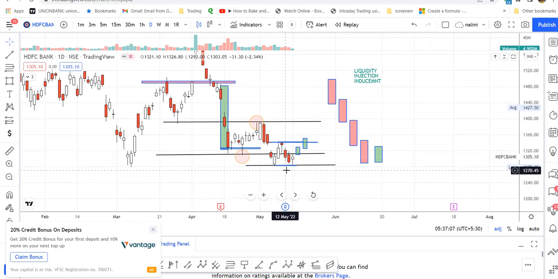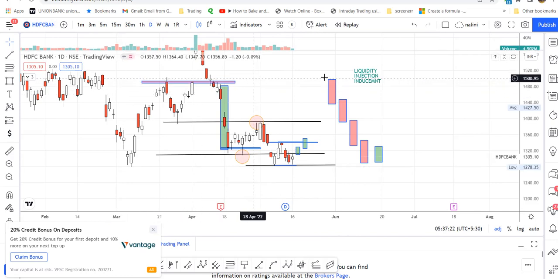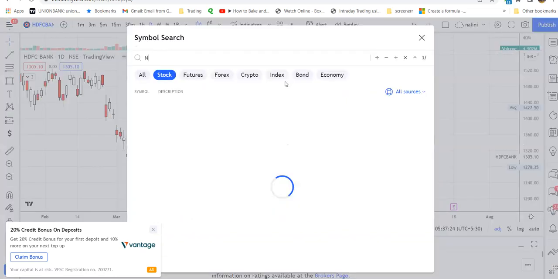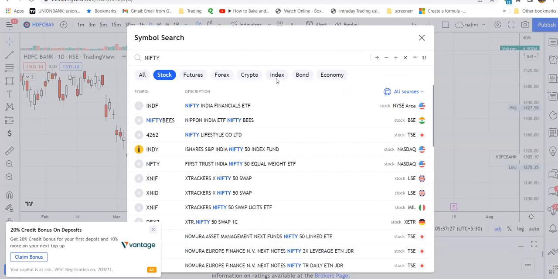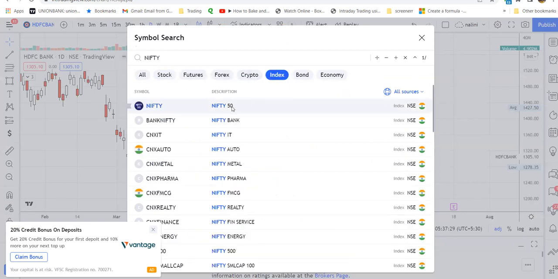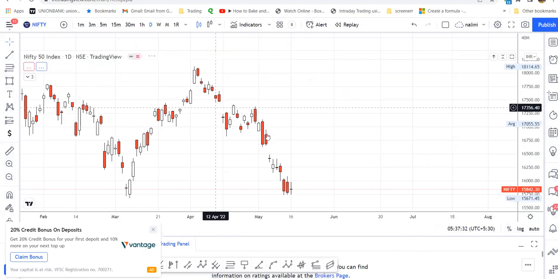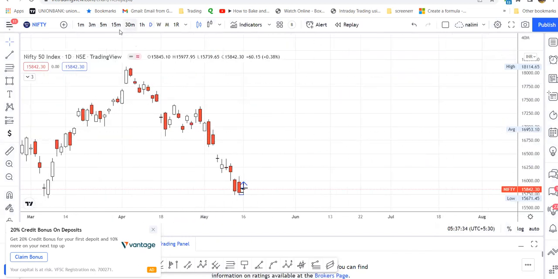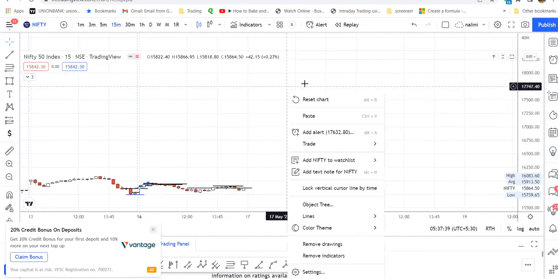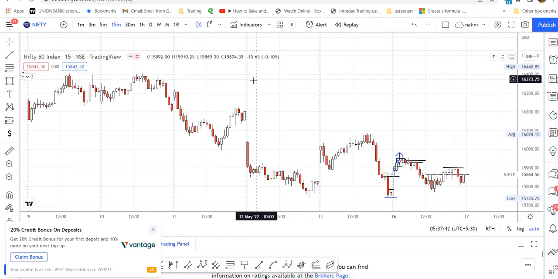So this is a case study on the daily time frame that I'm showing to you. It is fractal. It can be seen even in the smaller time frames also. Let us go to a smaller time frame. Is it possible to see the Nifty index? We'll study Nifty 50. Okay, let me go to the smaller time frame, the 15 minute chart.